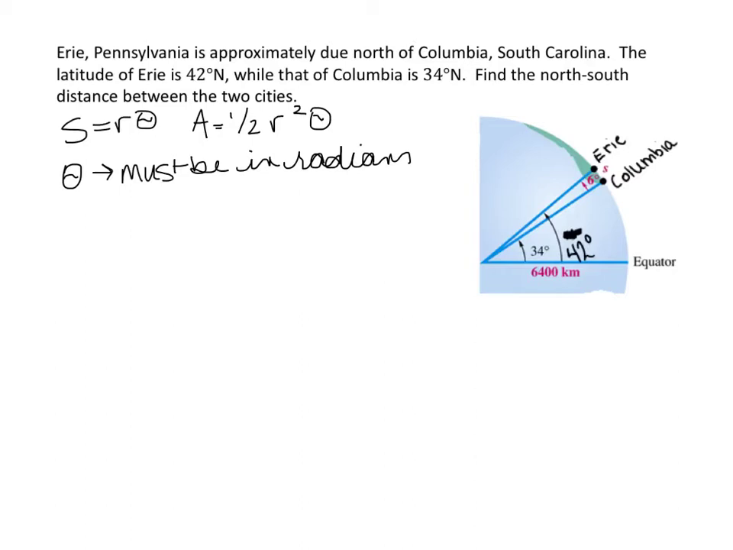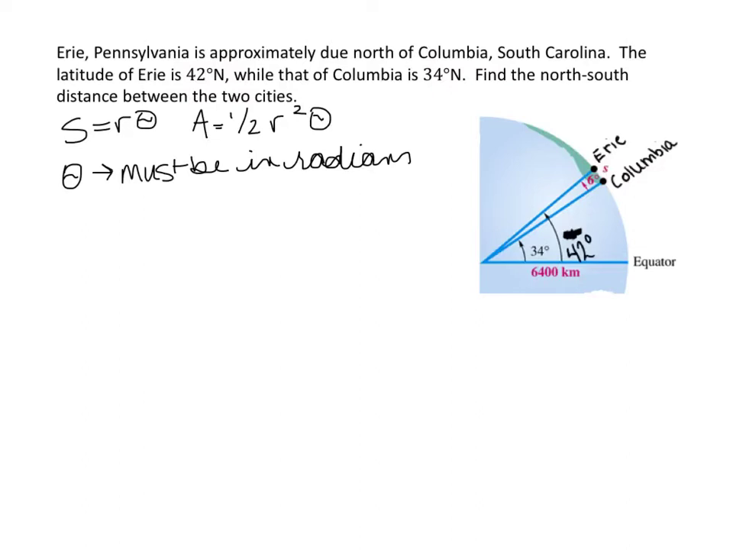So, if you read the problem that we've been given, we're given degrees, which means that we're going to have to convert degrees to radians before we can proceed with the problems as they're given. If you look at the sketch compared to the word problem, it tells us that Erie, Pennsylvania, located here, is approximately due north of Columbia, South Carolina. The latitude of Erie is 42 degrees north. The latitude of Columbia is 34 degrees north.